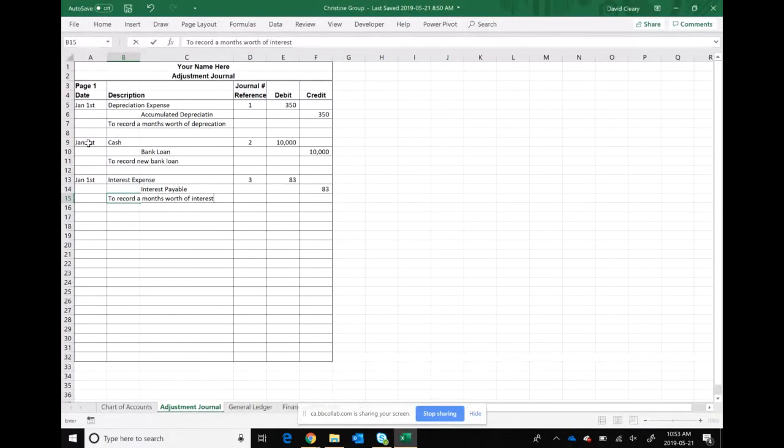Next, your ending food inventory was 80% of the original balance with no additional purchases. Calculate the cost of food sold and prepare the adjusting entry to reflect the current food inventory balance. So in this case, I'm just going to... Is this a power resource?